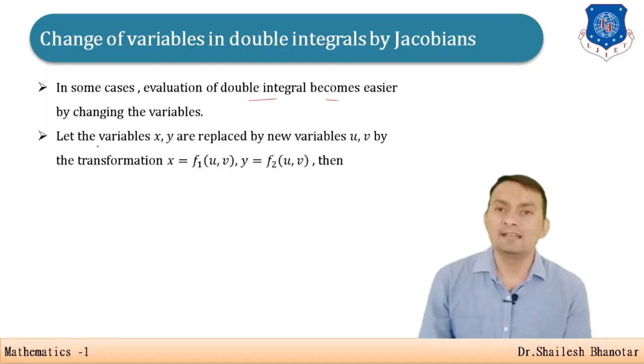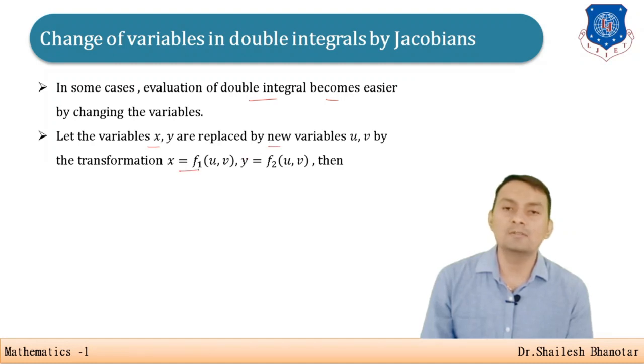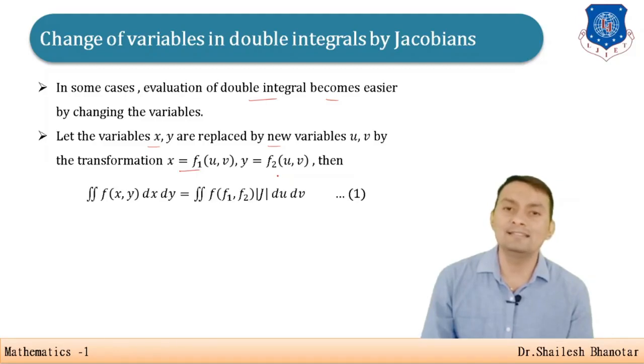Let us say the variables x and y are replaced by the new variables u and v. In that case, x can be represented as f1 of u, v and y is equal to f2 of u, v, where f1 and f2 are functions of u and v, and that is clear. So the double integration of f of x, y dx dy can be represented as the double integration of f with x replaced by this one and y replaced by this one. That means we are converting the xy plane to the uv plane with the help of the transformation.